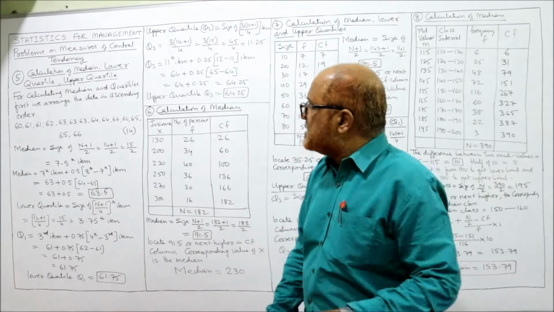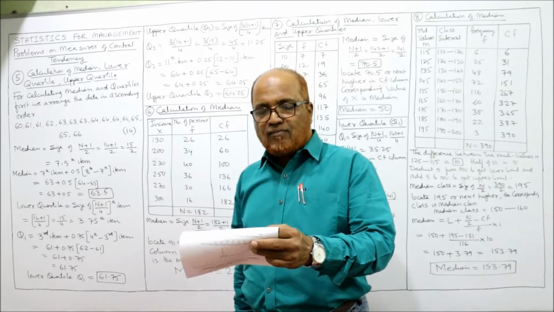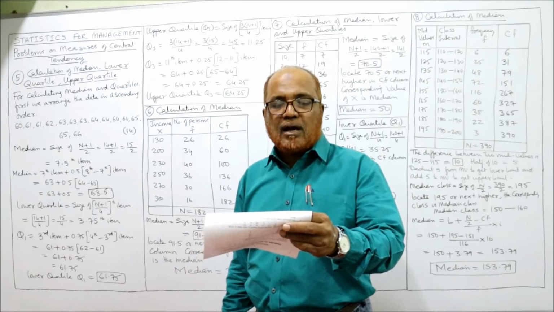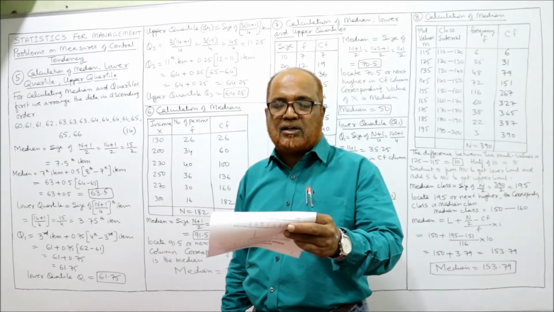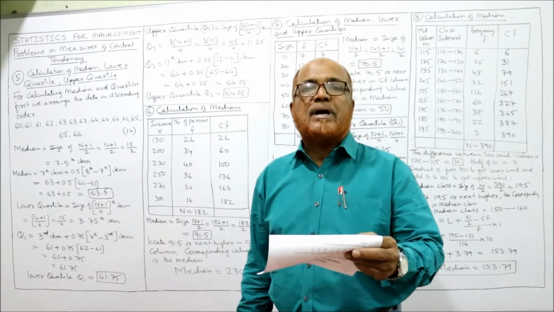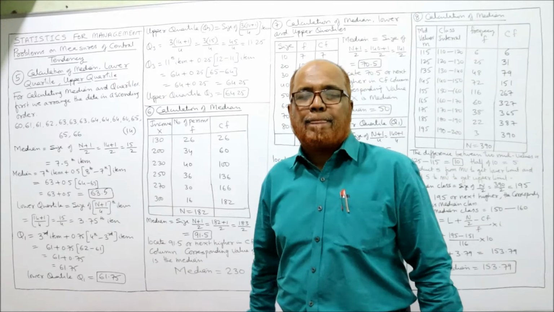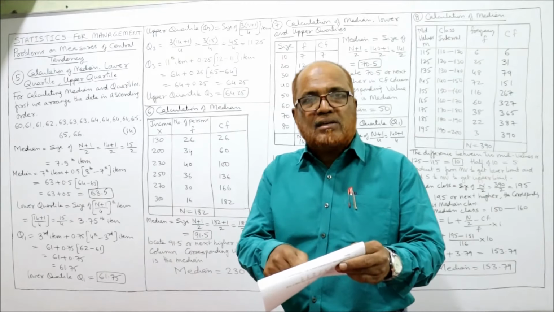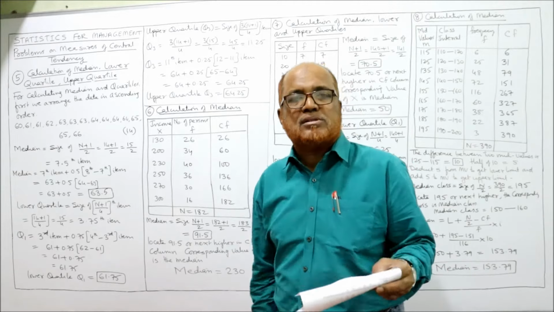This is the fifth problem. Now problem number 6. Calculate from the following data, find the value of median. Income 200, 250, 130, 270, 300, 230. And number of persons. Whenever number of persons are given, it is frequency. It's a discrete series, because frequency is given and X values are given.